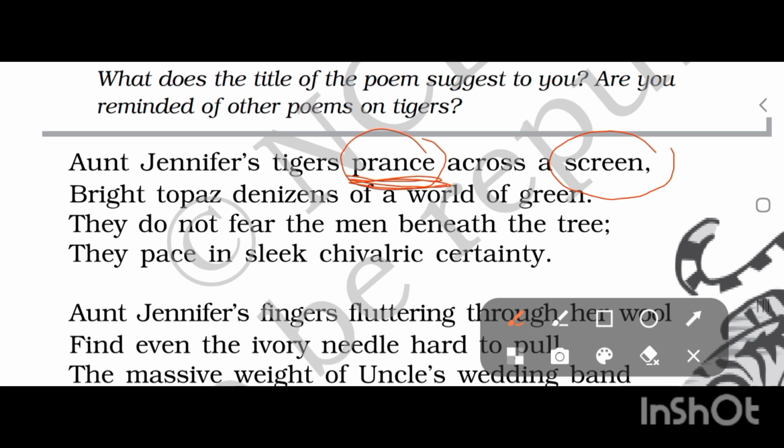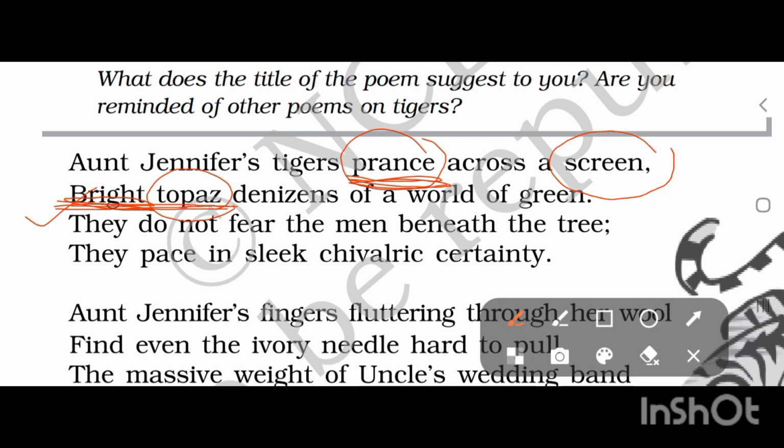Now, next line, very important: bright topaz denizens of a world of green. The tigers are vibrant. Now, very important, beautifully a metaphor is used here by the poetess. Now, what is topaz? Topaz is nothing but a yellow colored gem. So, the tigers are vibrant like topaz, which is a yellow colored gem or stone, as I told you. On the other hand, we can say that the yellow skin of those tigers is bright and appealing. That's why the word bright is used.